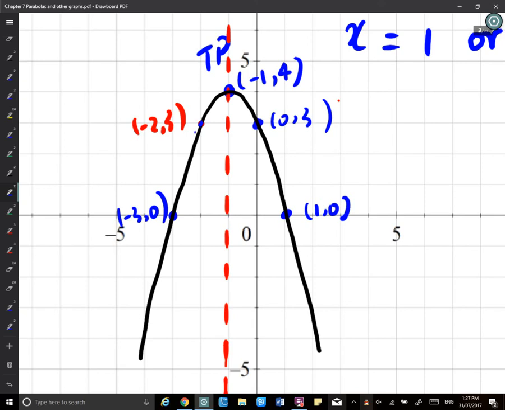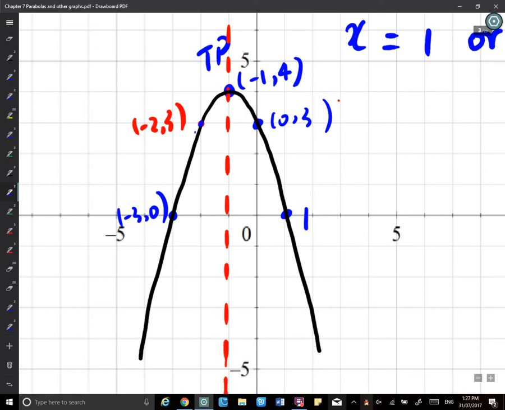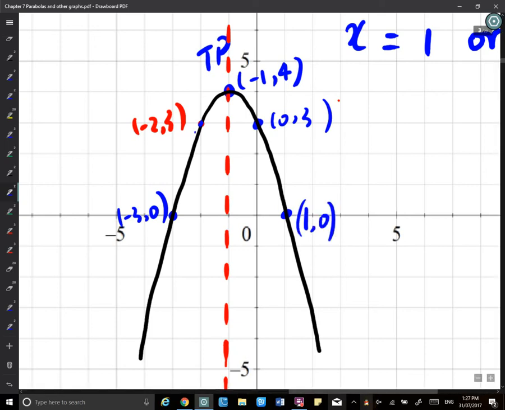Because you have 2 x-intercepts, 1 y-intercept, and 1 turning point. They are all the key features for your graph. Anytime you draw a graph, you see all of those key features, you must label them. Label means label as coordinates. It's not enough to only label the scale. Say, for example, you label a 1 here. That's not enough. You must label it as 1, 0. Label as coordinates.